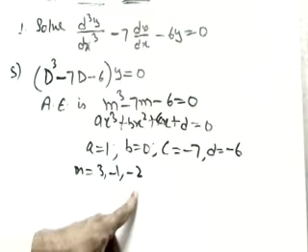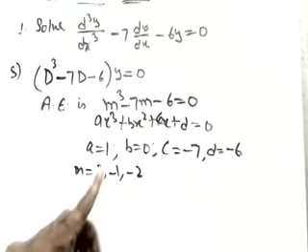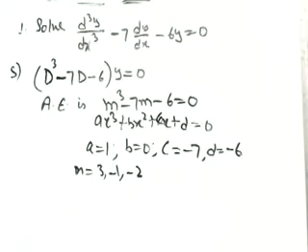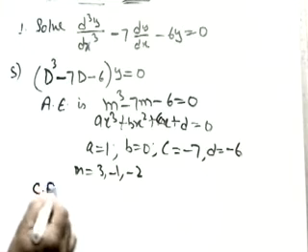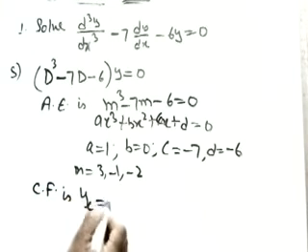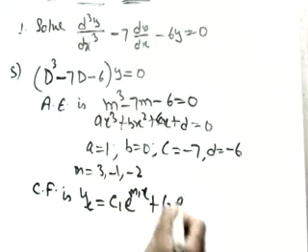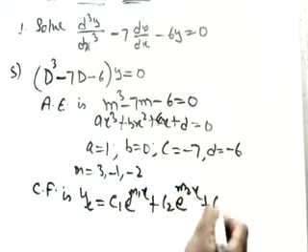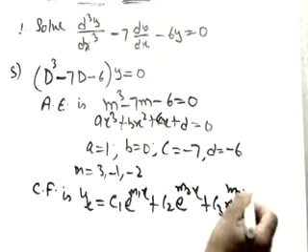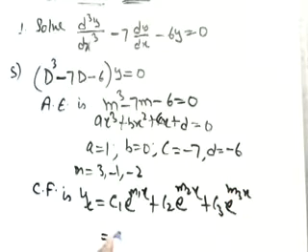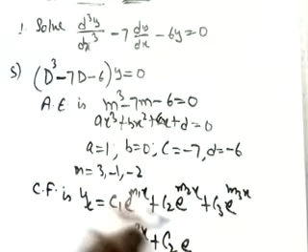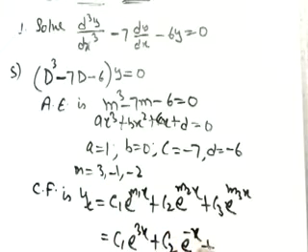Let me close this. Watch carefully here. Now there are 3 values, and these 3 are different. So of case 1, case 2, case 3 that we just saw, this is case 1, three different values. Therefore, the complementary function is yc equals c1 e power m1 x plus c2 e power m2 x plus c3 e power m3 x. Let me substitute the values: c1 e power 3x plus c2 e power minus x plus c3 e power minus 2x.